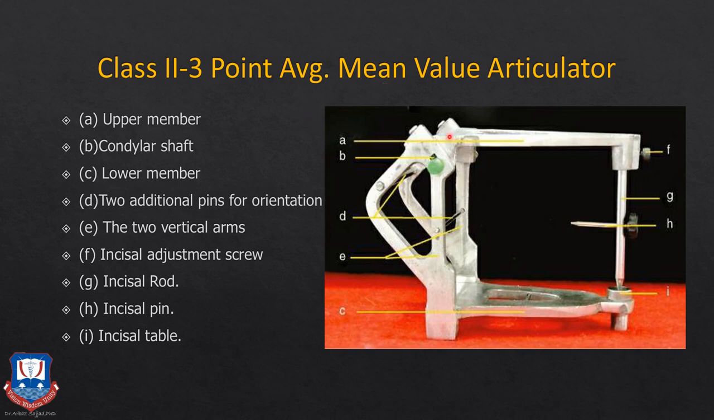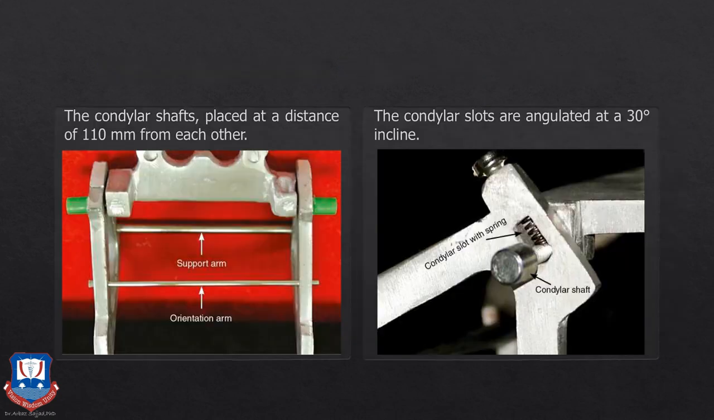So this is the upper member, this is the condylar shaft, this is the lower member, these are the additional pins for orientation of the occlusal plane, this is the incisal rod, this is the incisal pin, this is the incisal rod adjustment screw, this is the incisal table, and these are the upper and lower members. You can see here these condylar shafts are set at a fixed average distance of 110 mm, and this is the horizontal condylar guidance set at 30 degrees, and it has a spring so that you can do some protrusive movements to some extent.